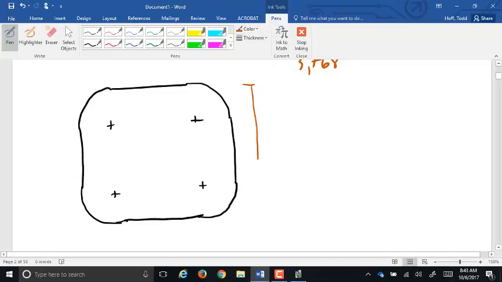Where I might give you, let's say this dimension here, I'm going to give it to you as 96 feet. And from here to here, I'm going to give you as 80 feet. Find the area of that.